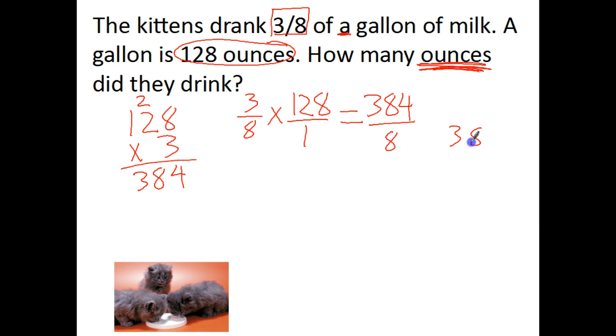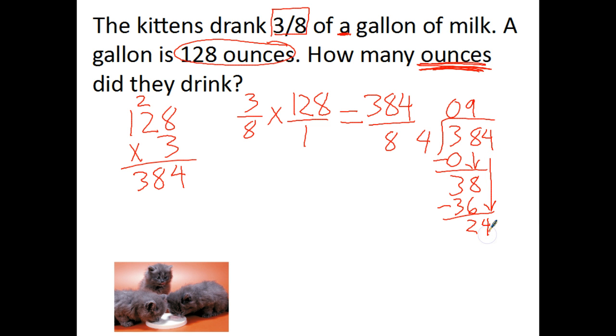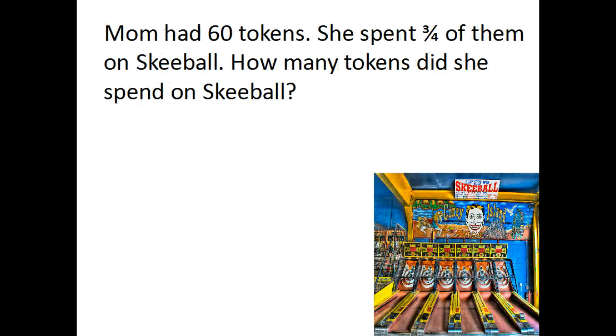So now I end up with 384 divided by 4. There are no 4s in 3. In 38, I have 4, 8, 12, 16, 20, 24, 28, 32, 36, and 9 of them. 9 fours is 36. I subtract, there's a 2. Bring down my 4. How many 4s in 24? 6. Nothing left. 96. And right here after the words how many, it always points to what I want my answer to be. The units need to be in ounces. So they've drank 96 ounces so far.